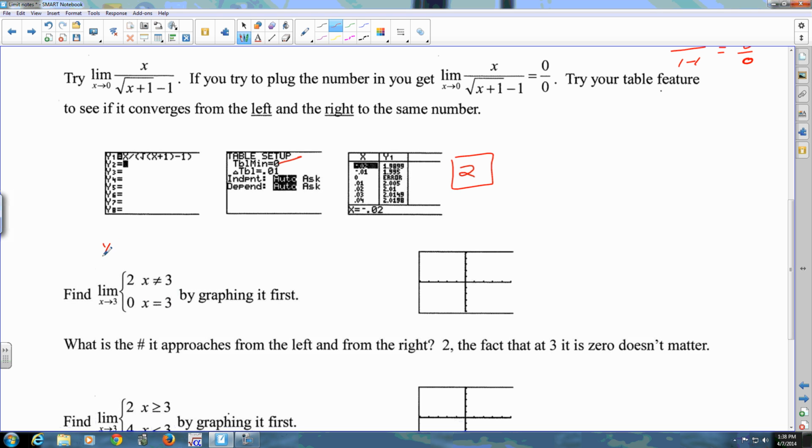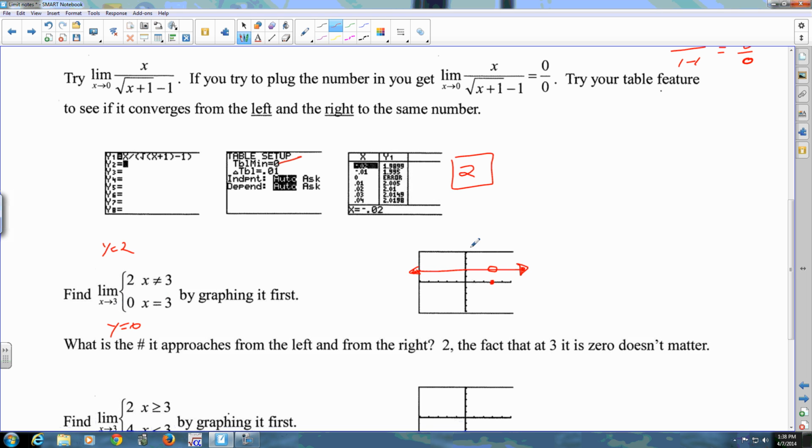You're graphing y is equal to 2 and y is equal to 0. For anything other than 3, when your x value is anything other than 3, you get a horizontal line at 2. That's what this says. Okay? But when it is 3, you get a value of 0. So at 3, there's a hole, and the value is there. That's what this graph is going to look like.